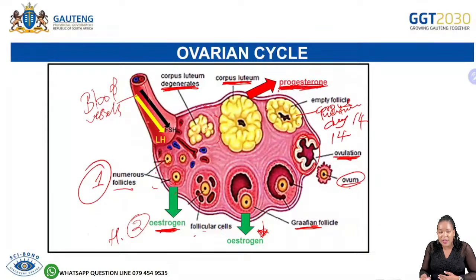Because why do we need this progesterone to be secreted? Remember the function. The function is to maintain the thickness of the endometrium. So because the baby is going to be embedded on the endometrium, you want that endometrium to be more vascular and glandular. Right, so that is what is happening in the ovaries.